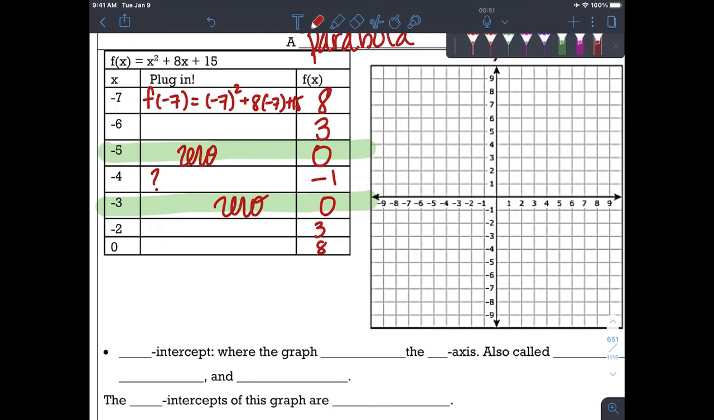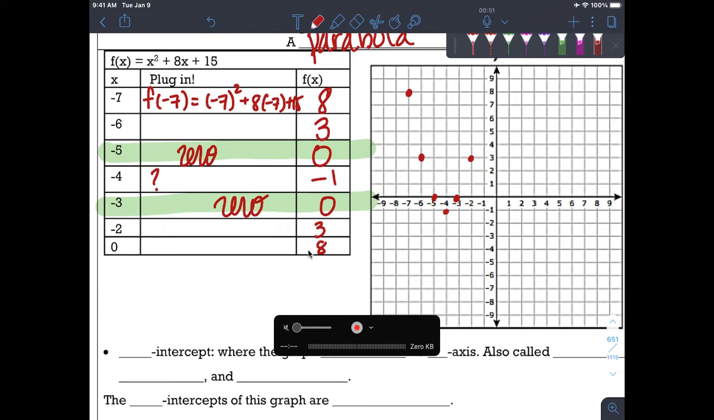So let's go ahead and graph this. -7, +8, -6, +3, -5, 0, -4, -1, -3, 0, -2, +3. Notice the mirroring. -1, oh, excuse me, 0. Hold on, I wrote the wrong value for 0. That'll be -1 and +8. All right, so there's my graph.